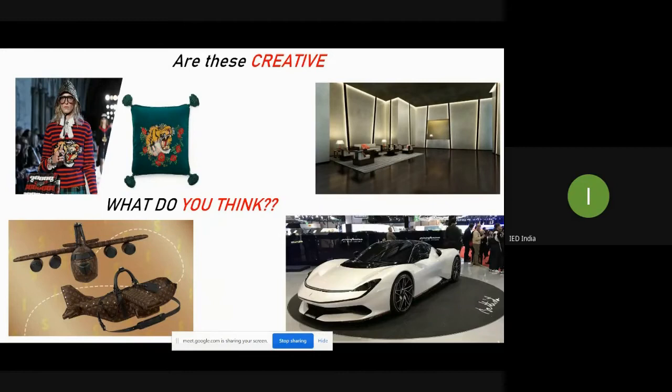Okay, so let me ask you, do you think these are creative? These are something which is sought by people. They love it. Do you think that?